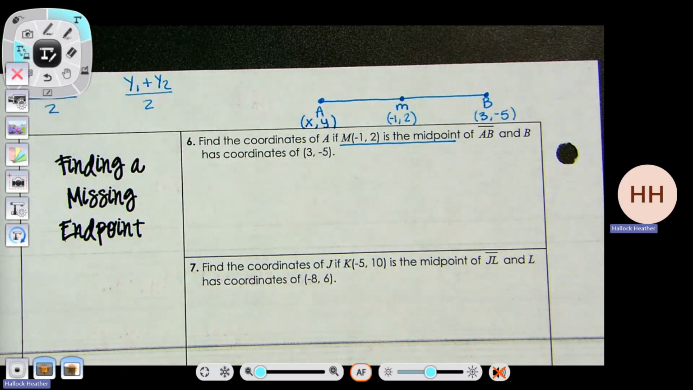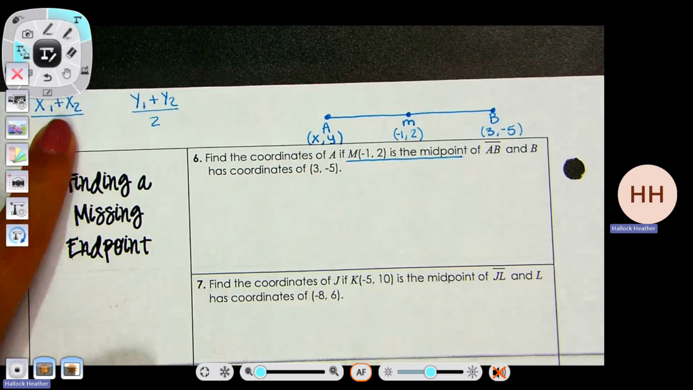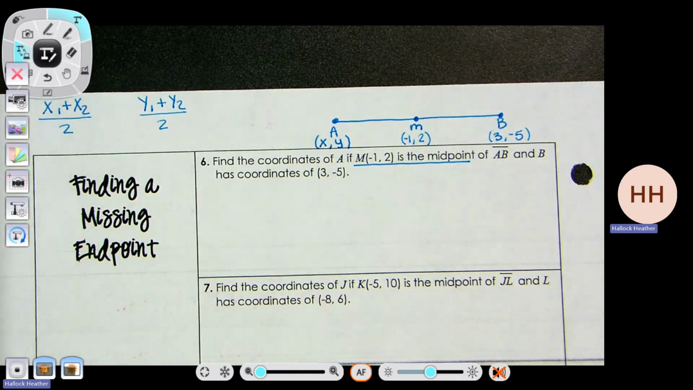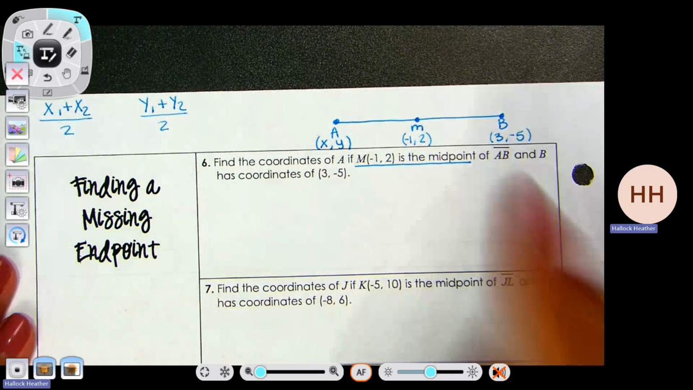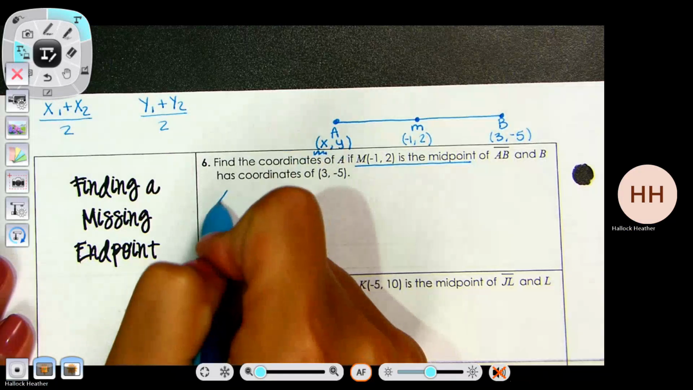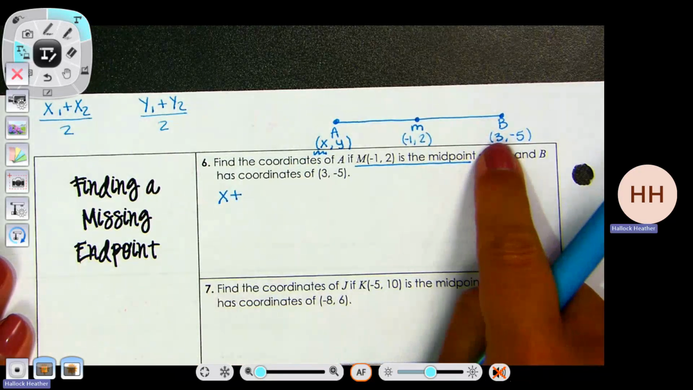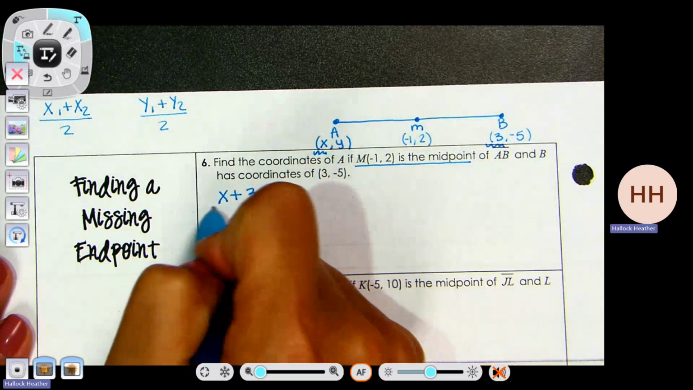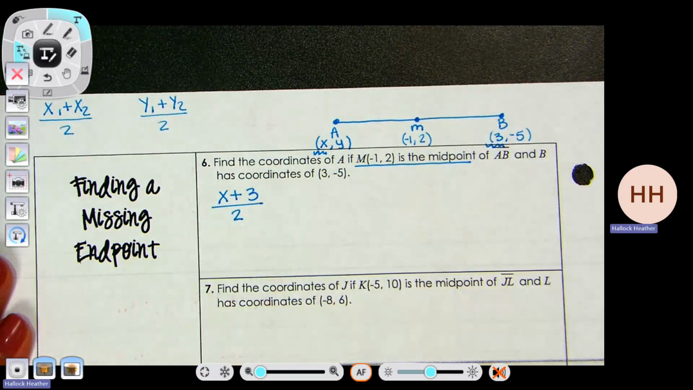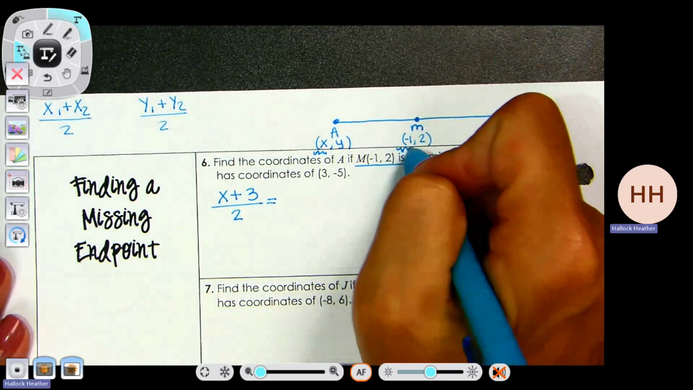So using this same formula, we're going to use it a little bit different. Normally, we take both X endpoints, we add them together to find the middle. So I'm going to do the same thing. I'm taking the endpoints, the X's. So I have X plus my other endpoint X, which is 3. I'm still dividing by 2, but this time I know what it should equal. Where should the X end up in the middle? At what value? -1, because that is the X value of the midpoint.